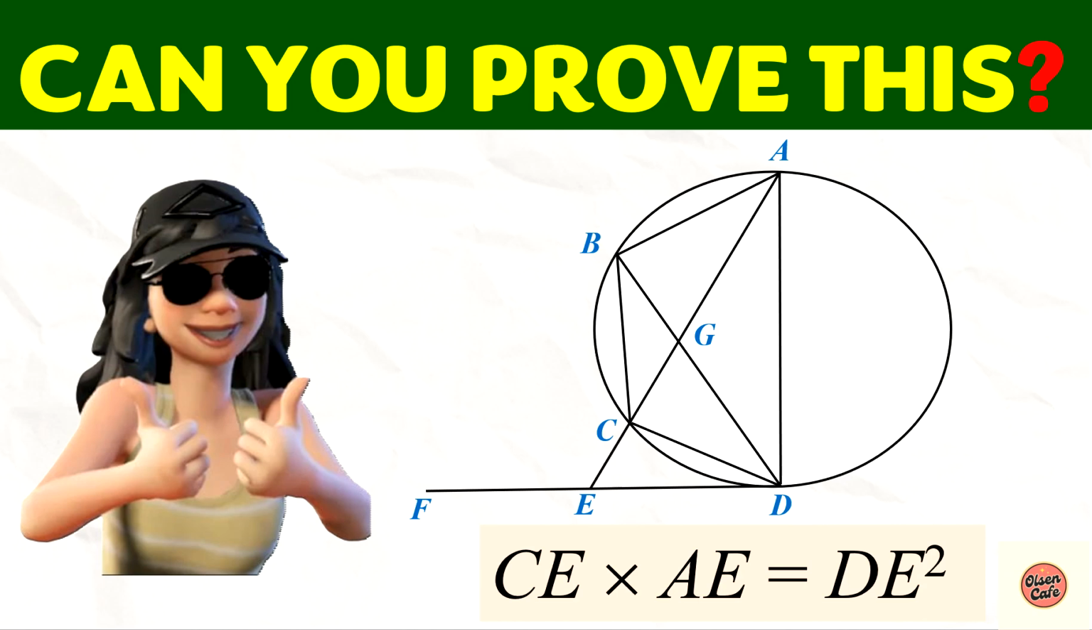Can you prove that CE times AE is equal to DE squared? Now this identity looks simple, but the proof is hidden in the circle. So let's uncover it step by step. Hopefully you are able to see the beauty of this proof.